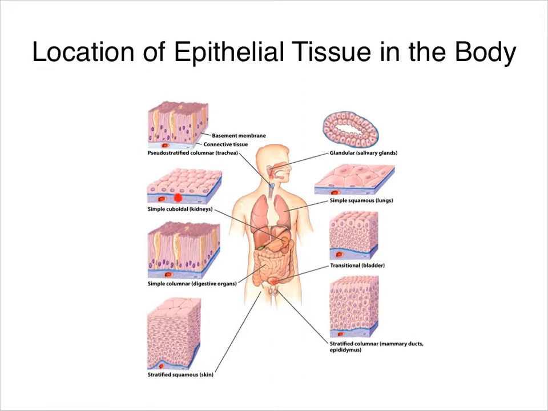Simple cuboidal tissue. You will find simple cuboidal tissue in the kidneys, is a big area. You'll actually find simple cuboidal tissue in a bunch of different places in the body. You'll find it in the liver, quite a lot of it in the liver. You'll find a lot of it in other organs of the body, in a lot of different spongy type tissues, things like that.